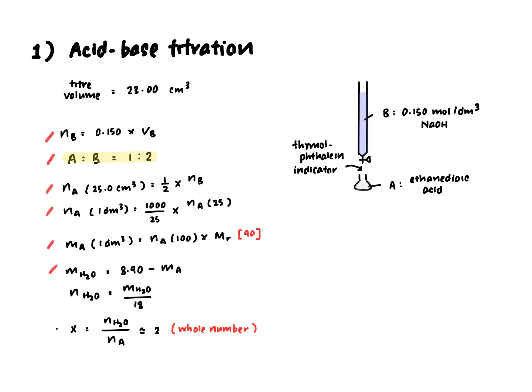In this case, if you had used the titer value of 23, you would have gotten a value that's very close to 2. And importantly, when we are looking at the number of water of crystallization, it's usually a whole number. In fact, the question states that it is a whole number, so you need to round your final value of x to a whole number.